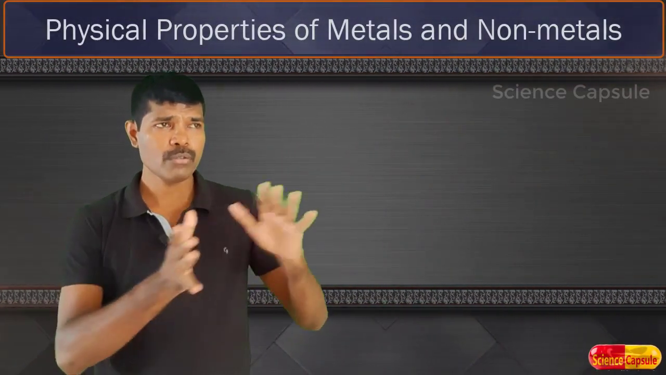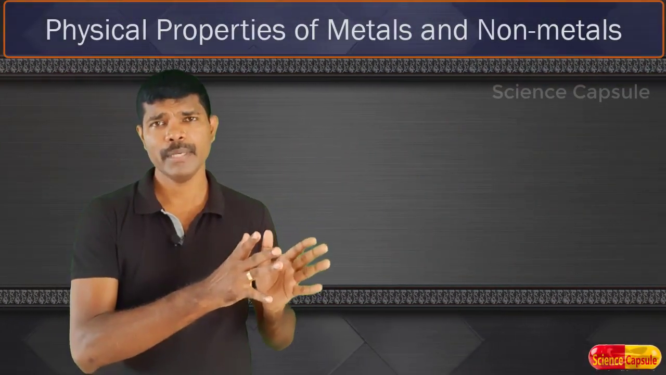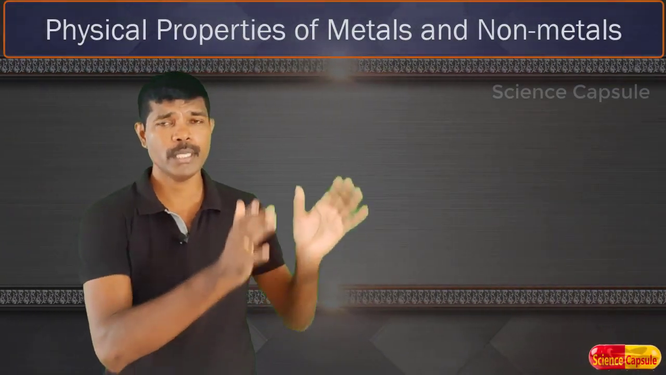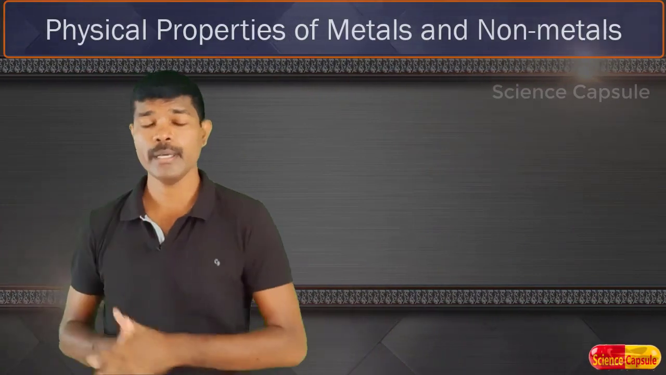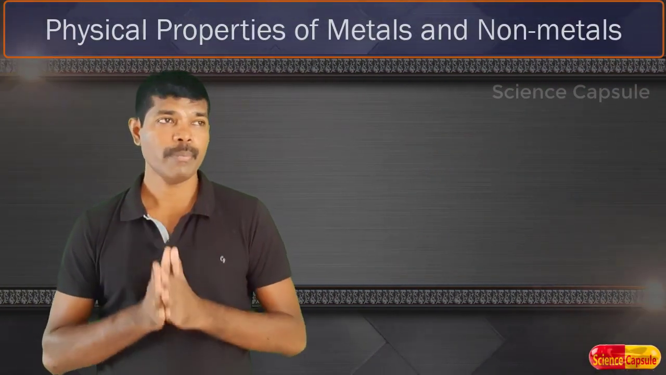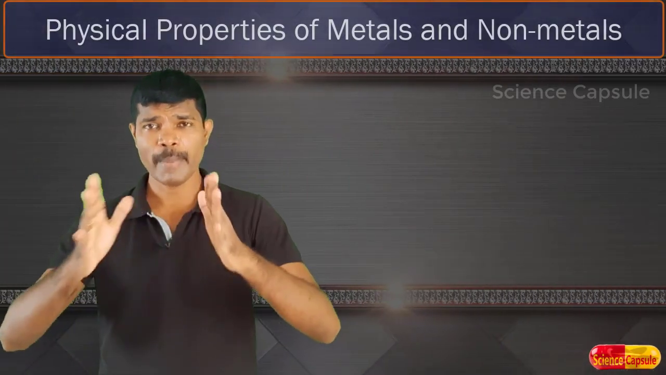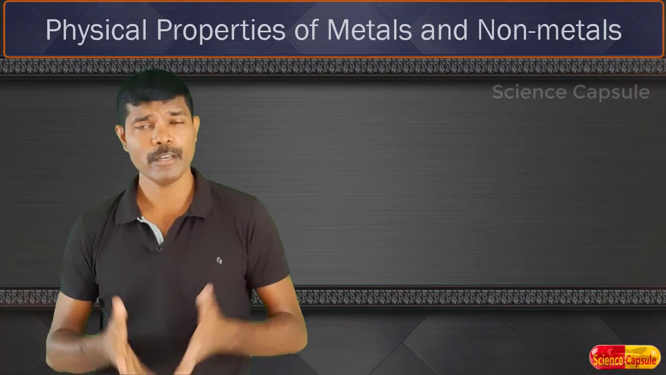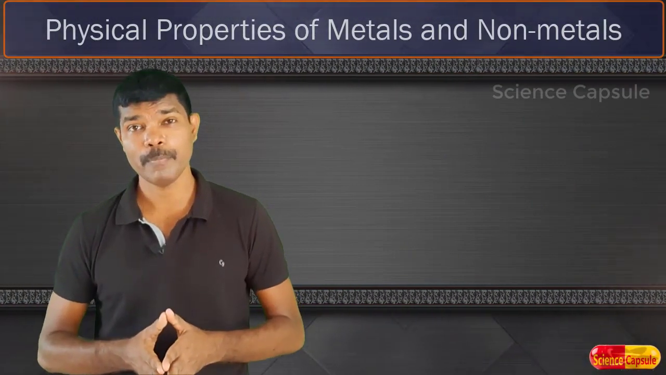So contrary to the properties of metals, we can understand the properties of non-metals. Whatever properties we see in the non-metals will not be there in the metals. Likewise, we can understand the physical properties of metals. To the maximum extent, we can easily identify a metal or a non-metal on the basis of physical properties.